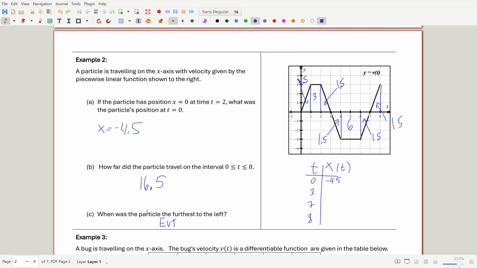So if we're at 0, then at 3 we would be at 1.5. So then from that 1.5, we have to take away 1.5, take away another 6, and then take away 1.5. So those cancel each other out. I'm at negative 6, I'm at negative 7.5. But then in that last second, I'm going to increase by 1.5 to be at position negative 6.